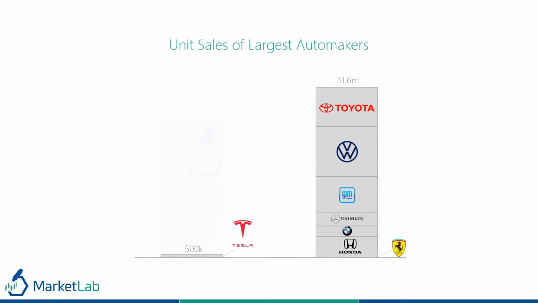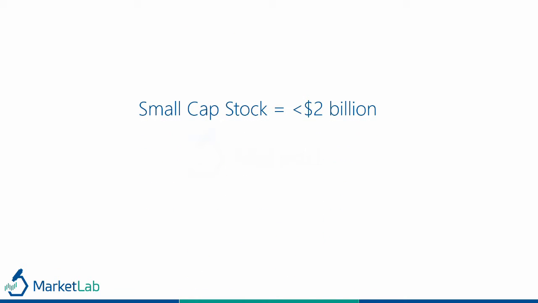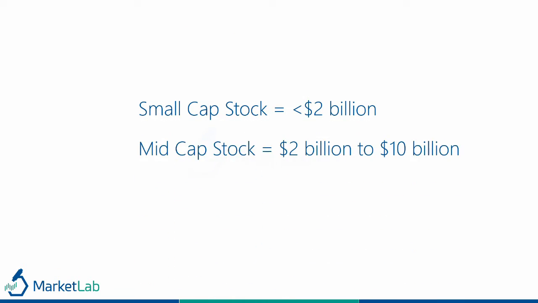Another way that market cap is relevant is in categorizing companies by their size. A stock is considered small cap if it's under $2 billion, mid cap if it's between $2 billion and $10 billion, and large cap if it's over $10 billion. This has an impact on the type of investors that can own a stock. For example, a blue chip mutual fund will typically have it written in their fund mandate that they can only invest in large cap stocks.